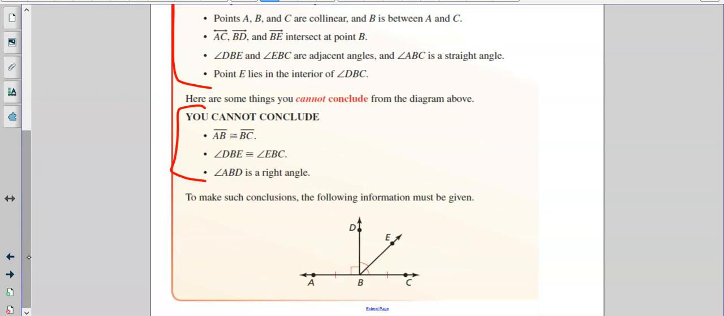You can't assume ABD is a 90-degree angle unless it's marked. We talked about that in previous notes. It ended up being 89. You never know. So the key to geometry is never assume. That's it.